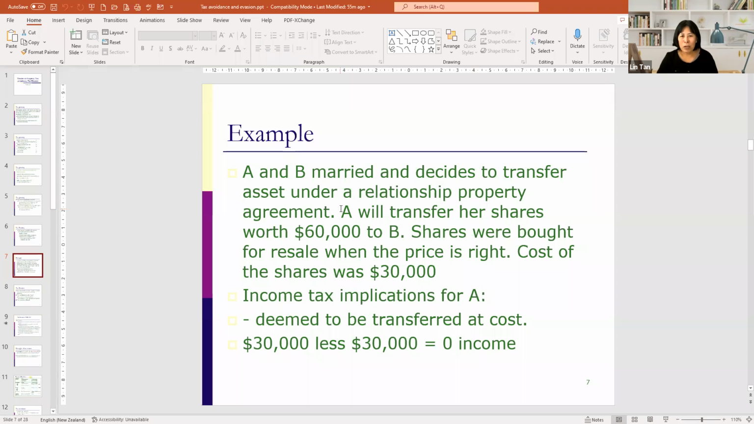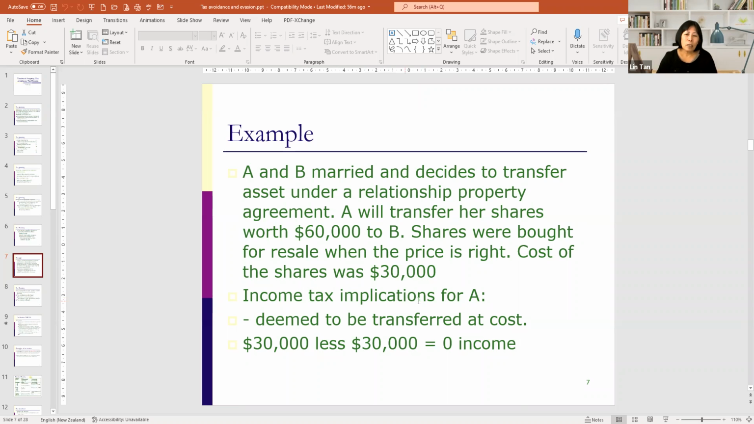A is going to transfer her shares to B, and remember when we covered personal property, we have section CB4. If somebody buys property for the purpose of resale, then when they sell the property, it will be subject to tax. So this is just giving you the extra information that these shares were actually bought for resale purposes. Anyway, it was transferred to the other spouse, and let's say the cost of the shares was $30,000.